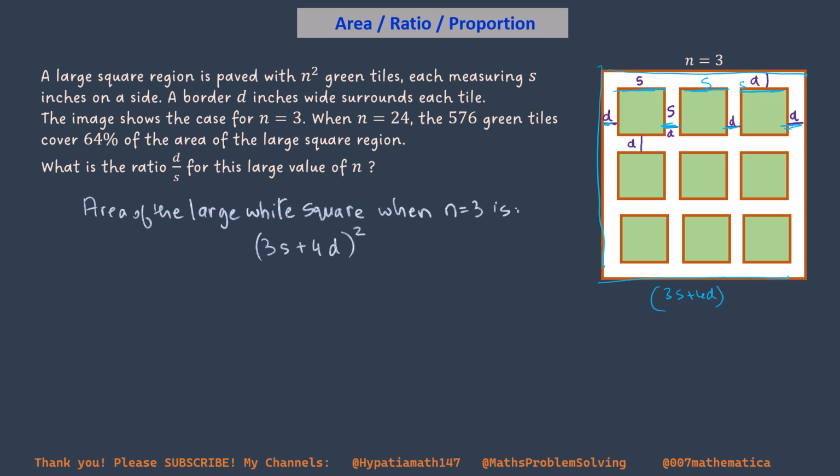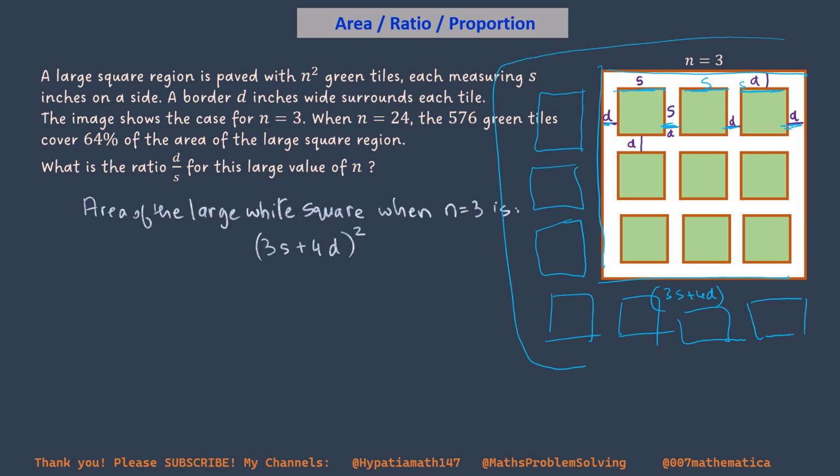Now if you had n equals 4, that would mean another square would be added here, and another row. So you'd have n equals 4, and n squared is 16.